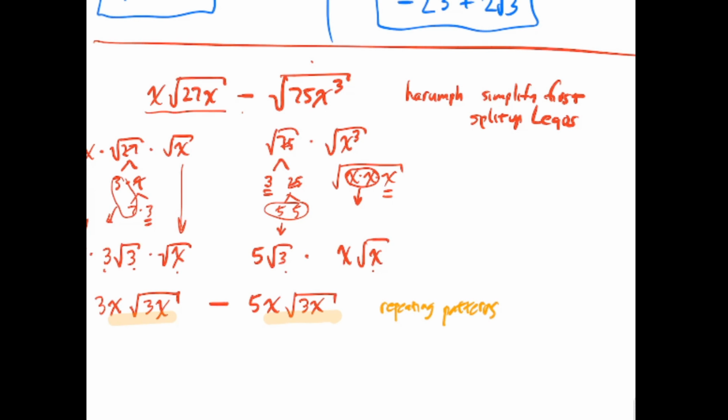So you can just go like this. 3 take away 5 is a -2. And put the pattern there. It turns out that is our answer to that one: -2x times the root 3x. The x root 3x is what makes it like terms. 3 of them minus 5 of them means I have -2 of them. And you put the "of them" back in there. So it's -2x root 3x.